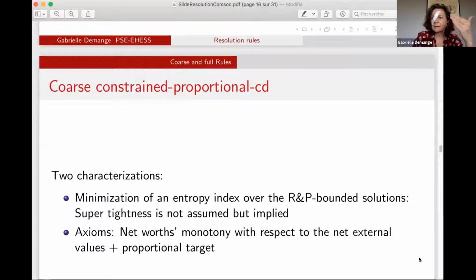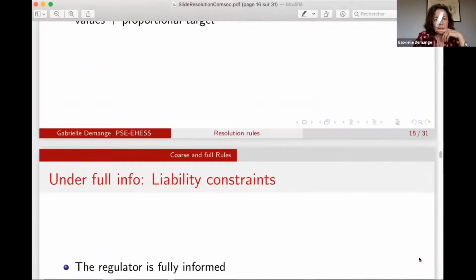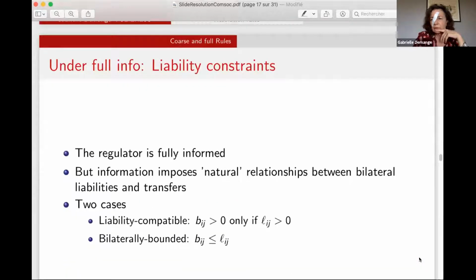So this means that minimizing inequality in some sense forces the allocation to be tight, which means the distressed firms fully reimburse, and things like that. It will not be the case now under full information. So under full information, the regulator knows the bilateral values.